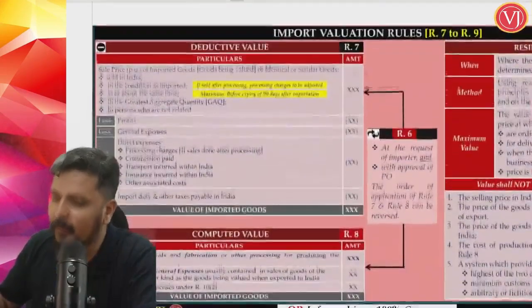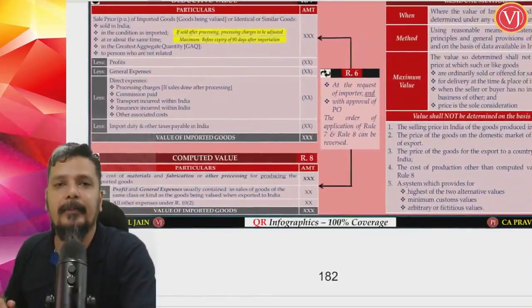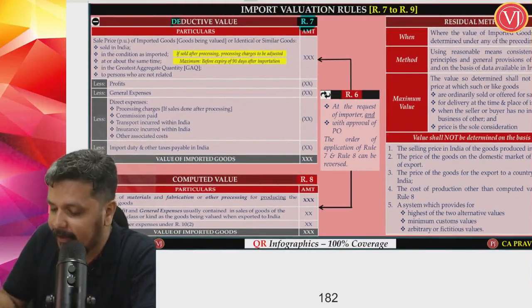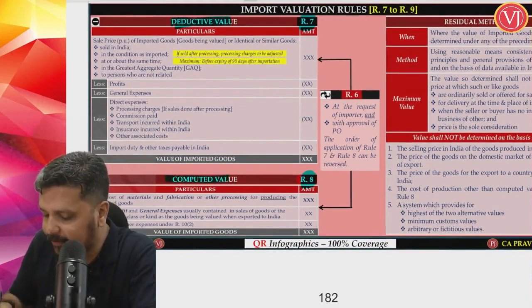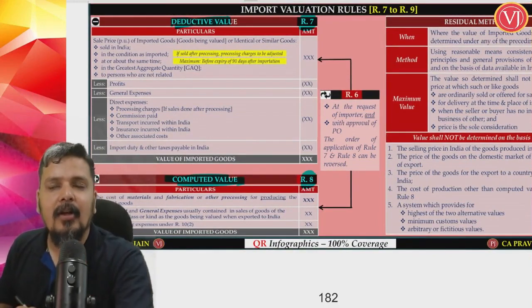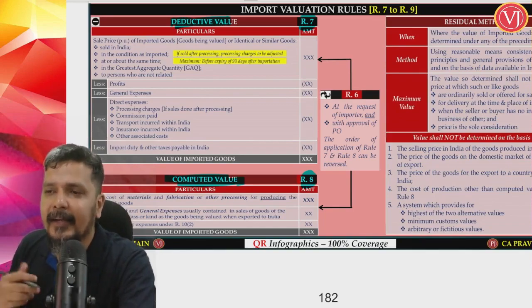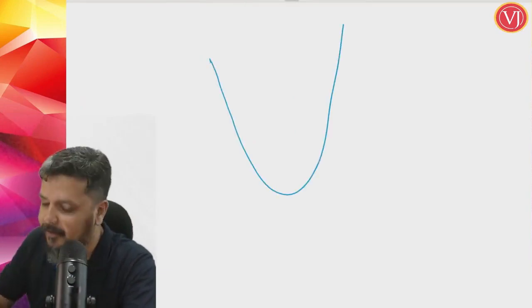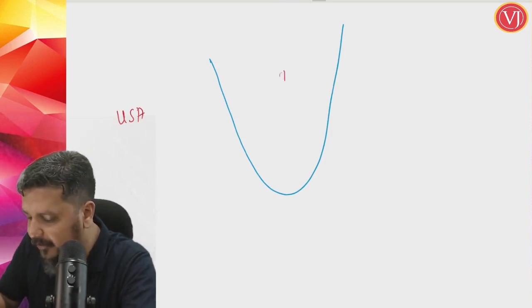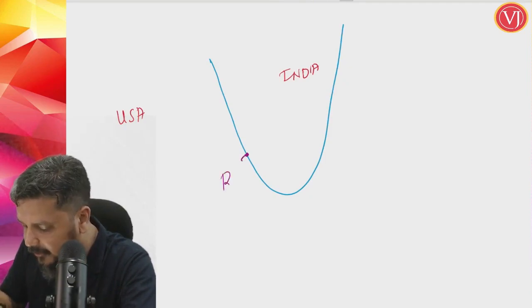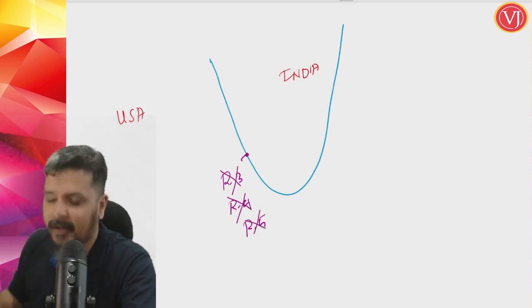If not successful in rule 4 and 5, what is the next step? Rule 7, which is deduction method, subtraction method. Rule 8, which is an addition method. Let us try to understand in a very simple way from this example itself. Supposing the goods were imported from USA to India. My valuation was rejected under rule 3. It is rejected under rule 4. It is rejected under rule 5.